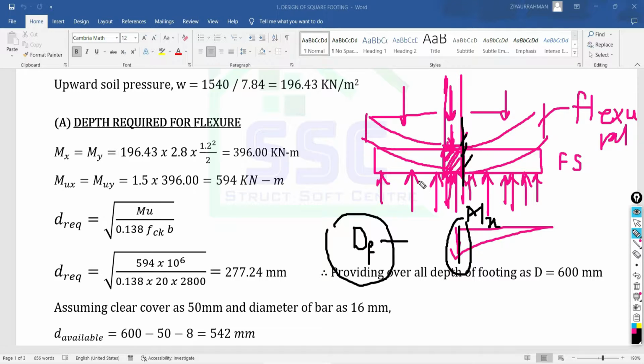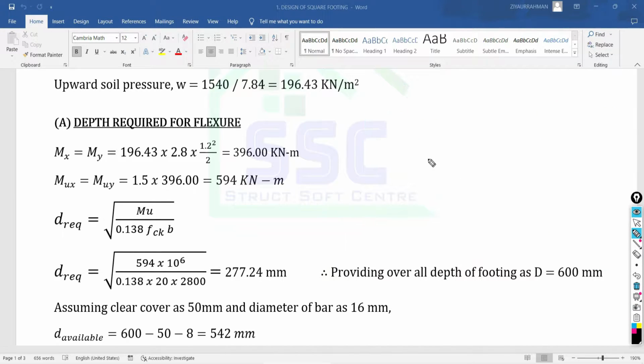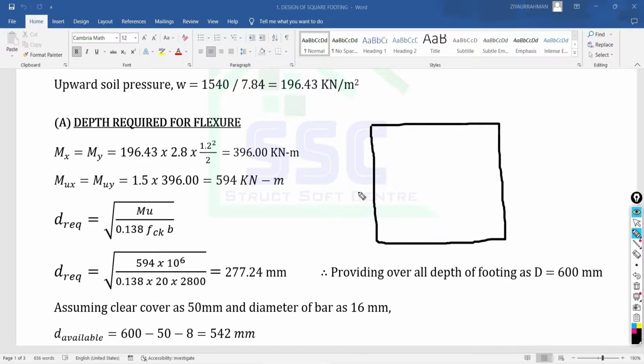So what is the concept of x and y direction? Try to understand that first. Our footing is a square footing of size 2.8 meter in both directions. So along the length of the footing, what size is there? 2.8 meter. Along the width of the footing, I am going to call it 2.8 meter.